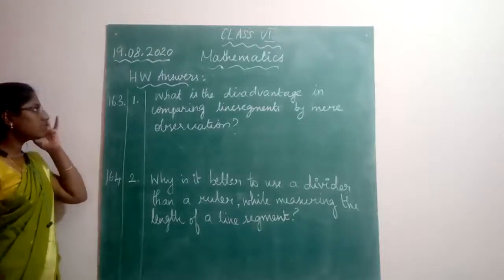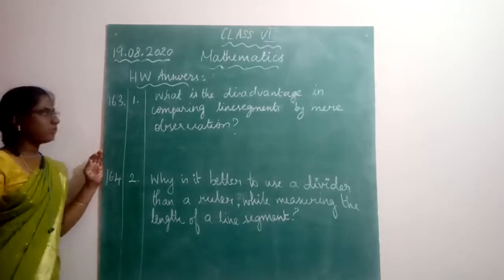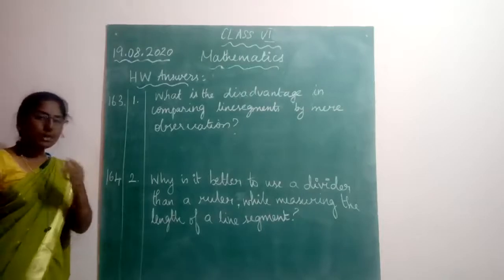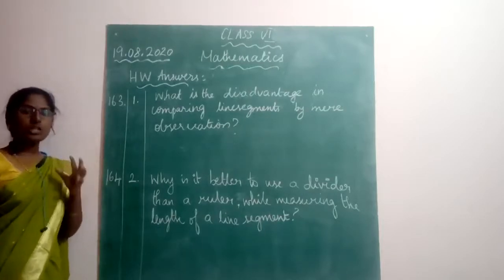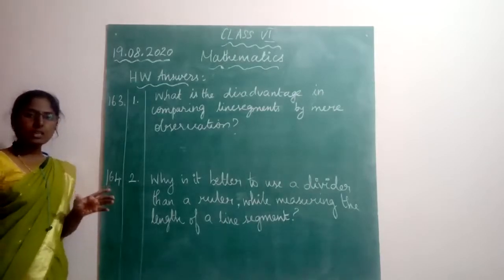In today's class, we will discuss the homework answers of yesterday's part. Okay, so first question from exercise 5.1. What is the disadvantage in comparing line segments by mere observation? So by observing, you cannot say the exact length of the line segment. Okay, so there may be difference in the measurements.